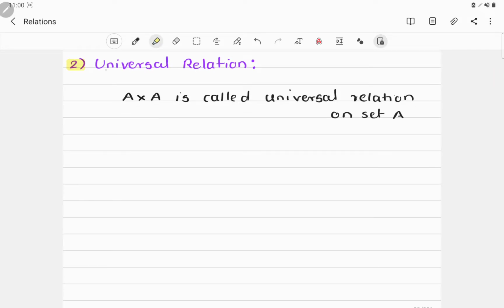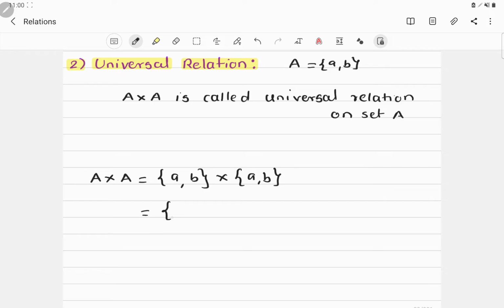Then type number 2, universal relation. If A is the given set, then quickly find the Cartesian product A cross A. For example, there are two elements present in A, that is a, b. Then quickly find A cross A. Every one of you knows how to find the Cartesian product now. So A is given in the form {a, b}. Let's find the Cartesian product. Finding a Cartesian product means finding the ordered pairs possible between these two sets.